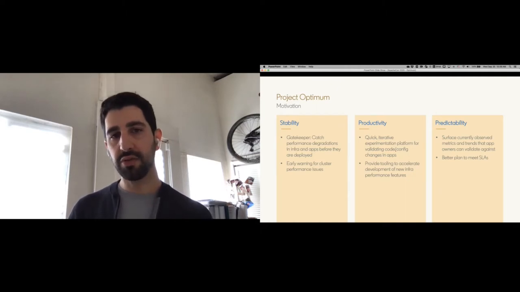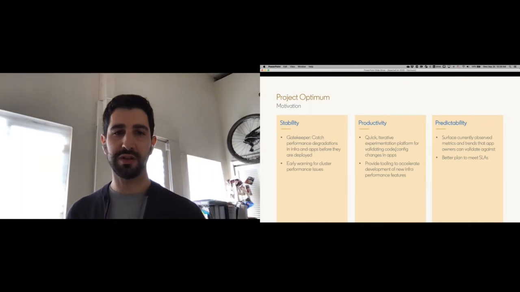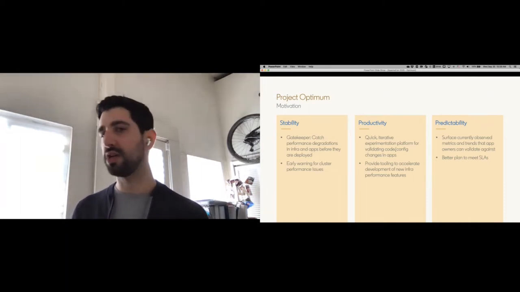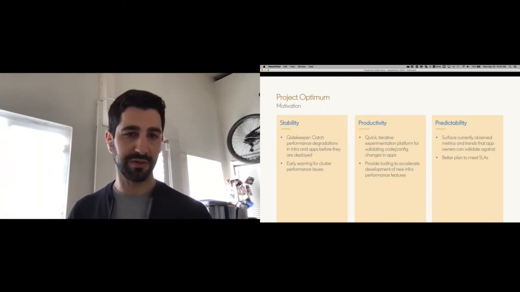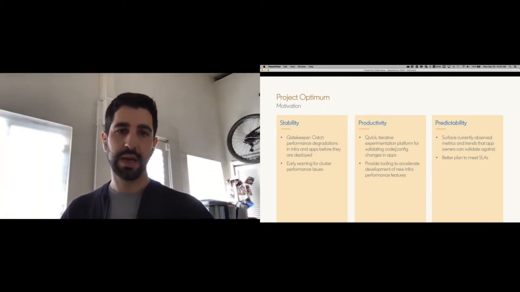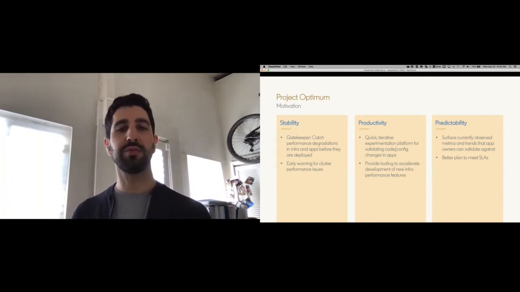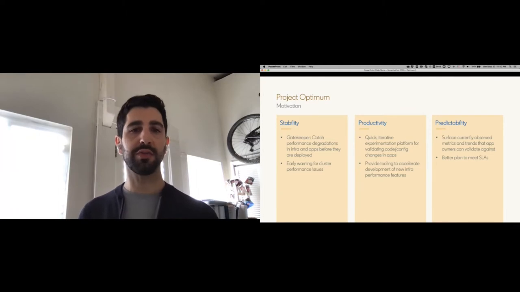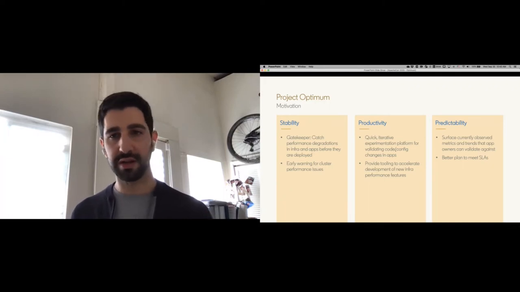For productivity, we would like to provide a quick and iterative experimentation platform for validating code or config changes in applications when users are developing or trying to improve the performance of their existing applications. We would like to provide tooling to accelerate development of new infra performance features. So not only workflows, but also from the infra perspective, how do we improve things and make sure that we are actually improving and not degrading?